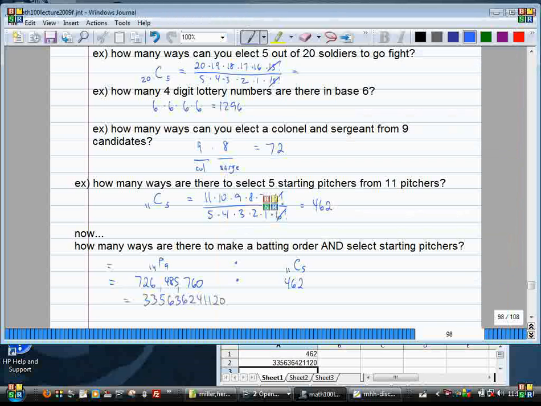Did I do that right? Okay. So there's over 335 billion possibilities. All right. So like I said, these numbers get very large very fast.